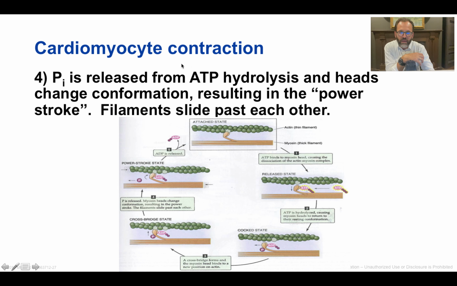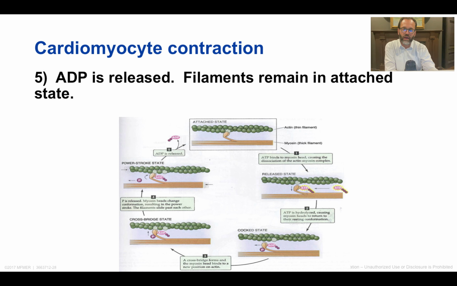And then with the release of that inorganic phosphate from ATP hydrolysis, the myosin head then changes conformation, resulting in a power stroke. And the filaments then slide past one another and shorten. And then ADP is released. And once ADP is released, the filaments remain in that attached state until another ATP molecule comes along and binds to it, resulting in its release, and then the subsequent repeating of this cycle.